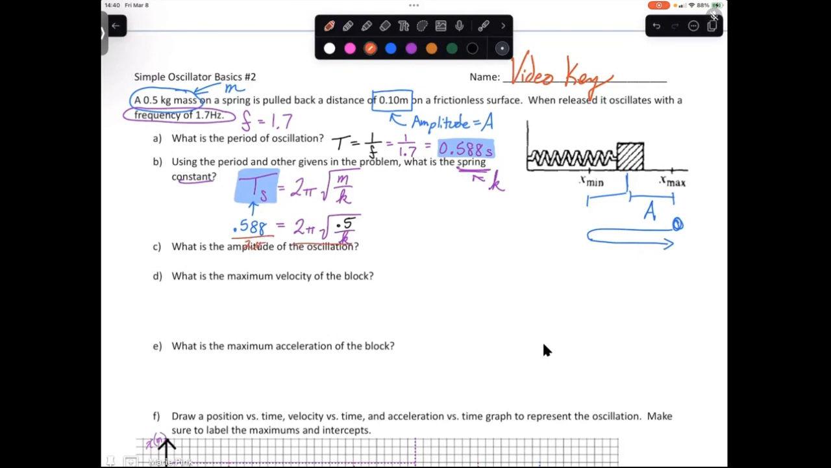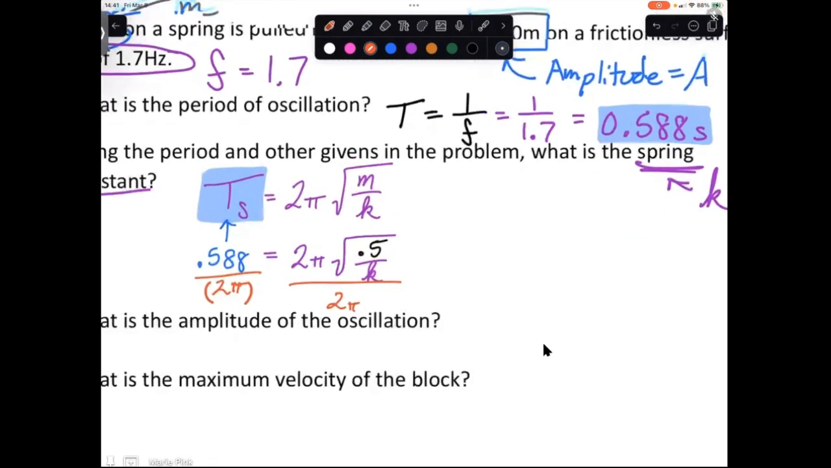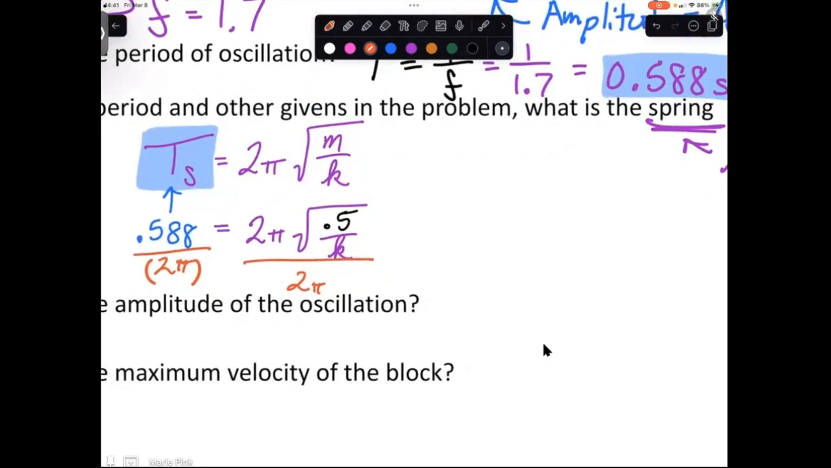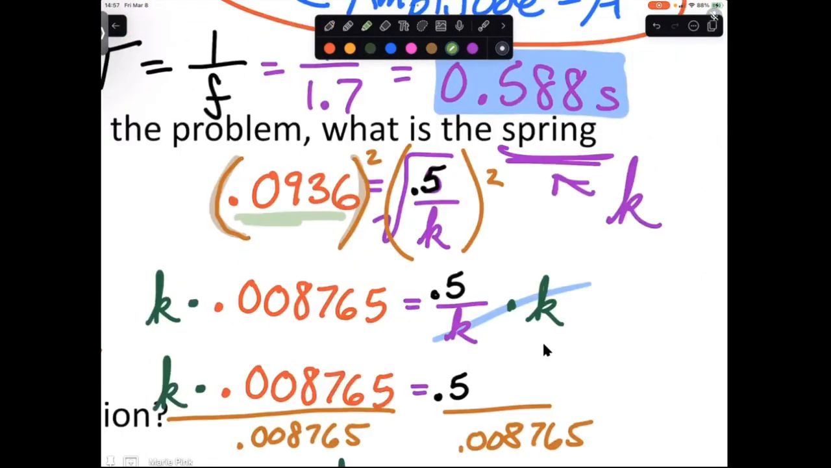Now, this is a really common mistake. It sounds pretty simple, but when you do the 0.588 and so on divided by 2 pi, make sure that you're putting parentheses here. If you don't put parentheses here, you're going to be dividing by 2 and multiplying times pi instead of dividing by 2 pi, which is going to give you 0.936. And then to get rid of the square root, you're going to square both sides.